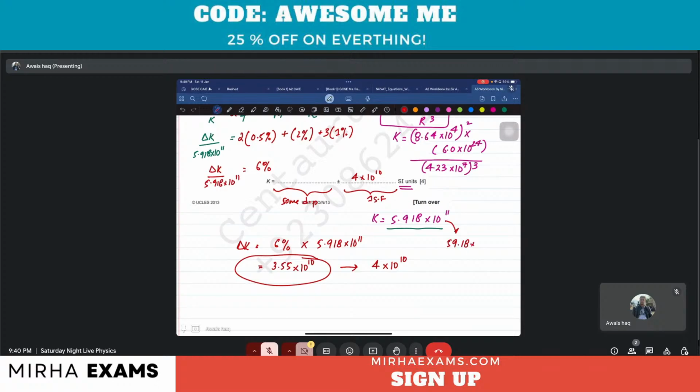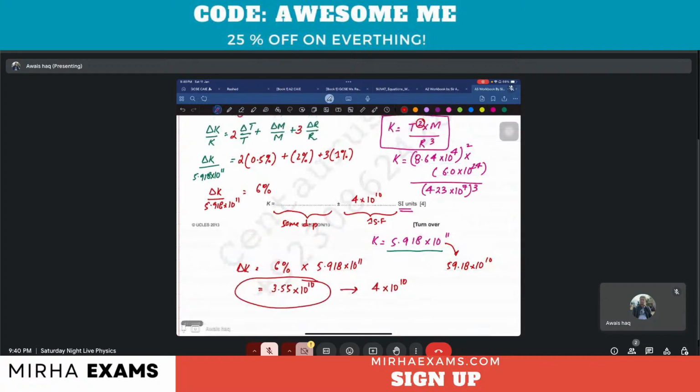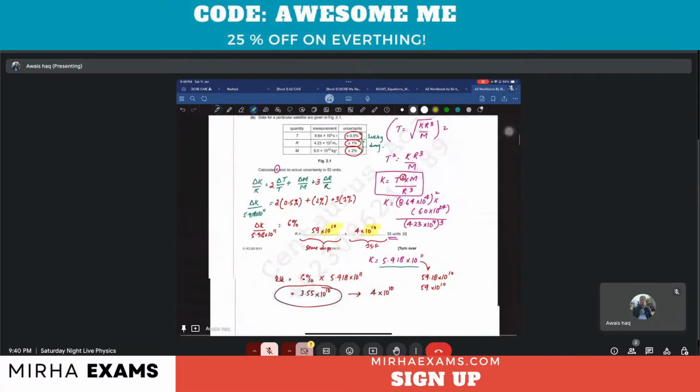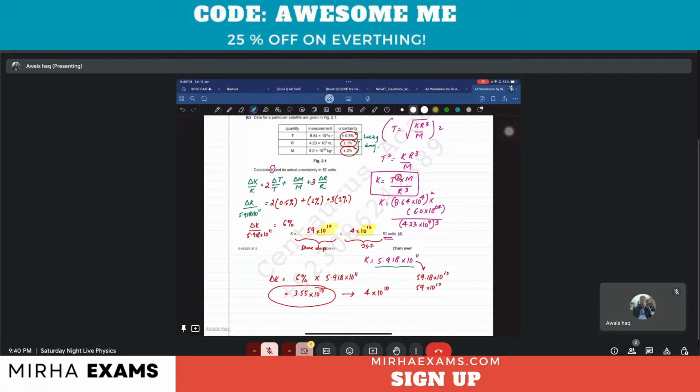So it's going to be 59.18 into 10 raised to power 10. Obviously, I need to round it for no decimal places. So that will be 59 into 10 raised to power 10. Make sure that this power and this power are always the same in order to get the right answer. Otherwise, you will be pretty much stuck. So you can have a look at it, and if you have any questions, you can post them. That would be pretty good.